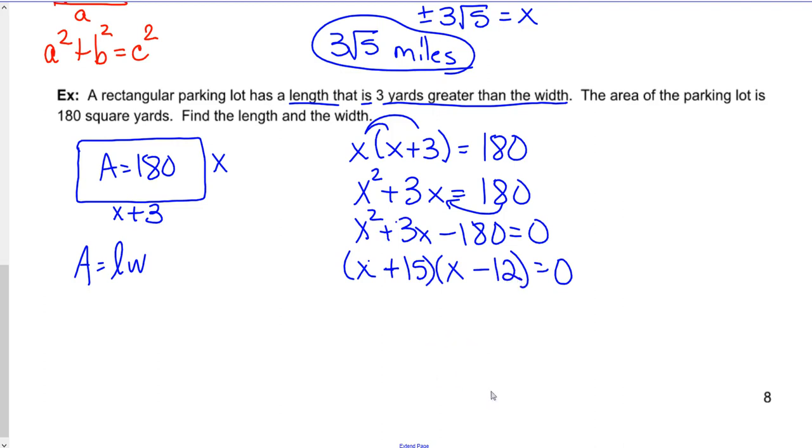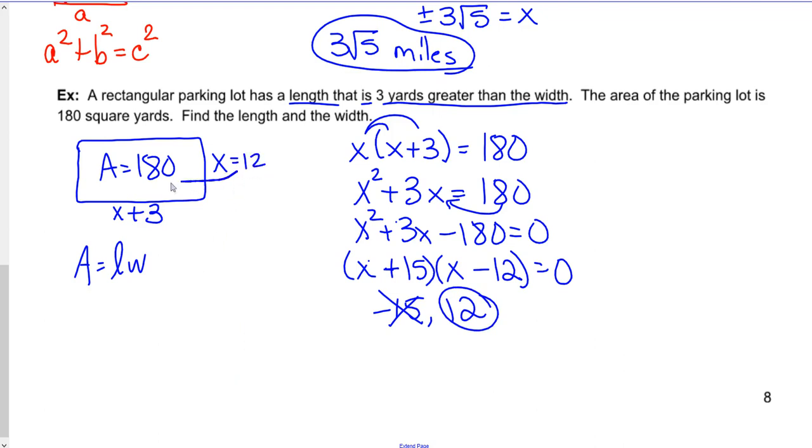And we go one step further to determine what makes this equal to 0. What number plus 15 is 0? The answer is negative 15. And what number minus 12 is 0? That is a positive 12. Now remember, what is x? X back here is a length. So there's no way it could be negative 15 because we cannot let our length be negative. So therefore, x is equal to 12.